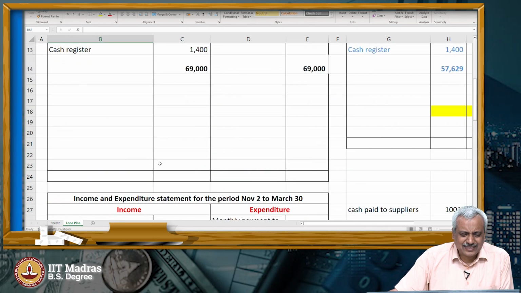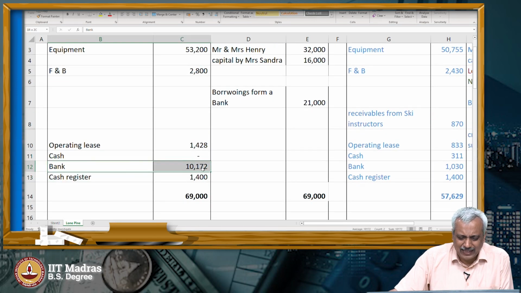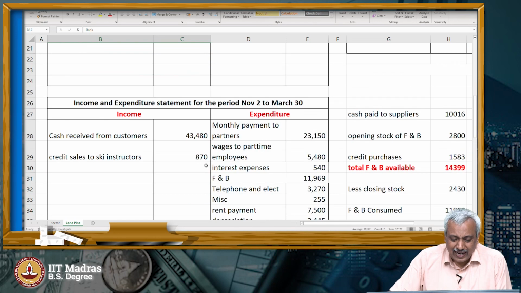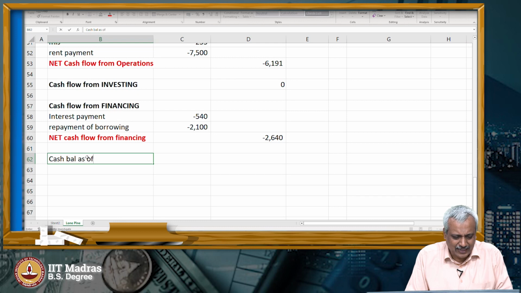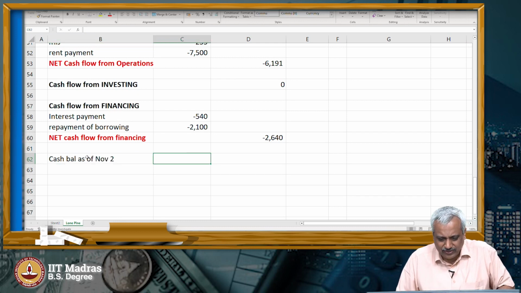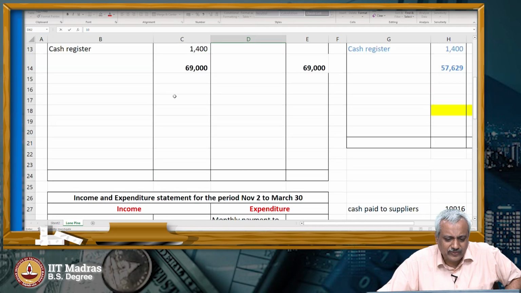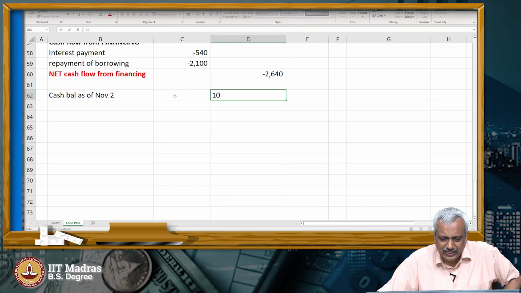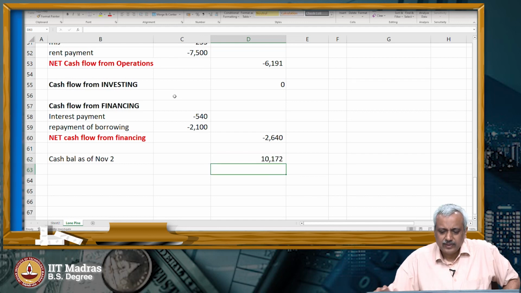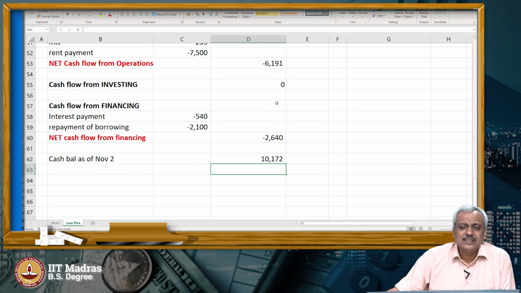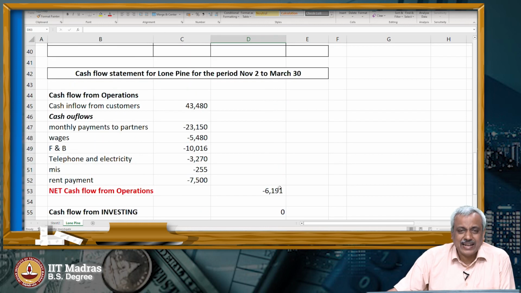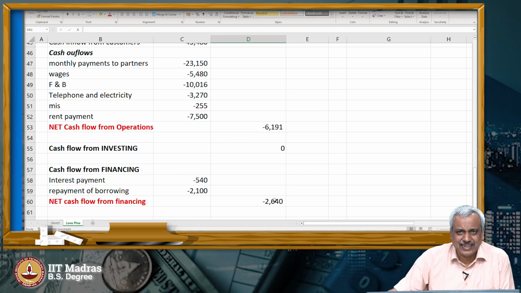Now what happened? I started my operations with a bank balance of 10,170. What did we say? Cash and cash equivalents. I started my operations with the cash balance as of November 2nd. What was it? I will have to look at the figure again. It is 10,172. You started with 10,172 and how did I finance these operations? Negative. I did all the operations, it has given me negative cash flow, they have eaten into it. My financing has also eaten into it.